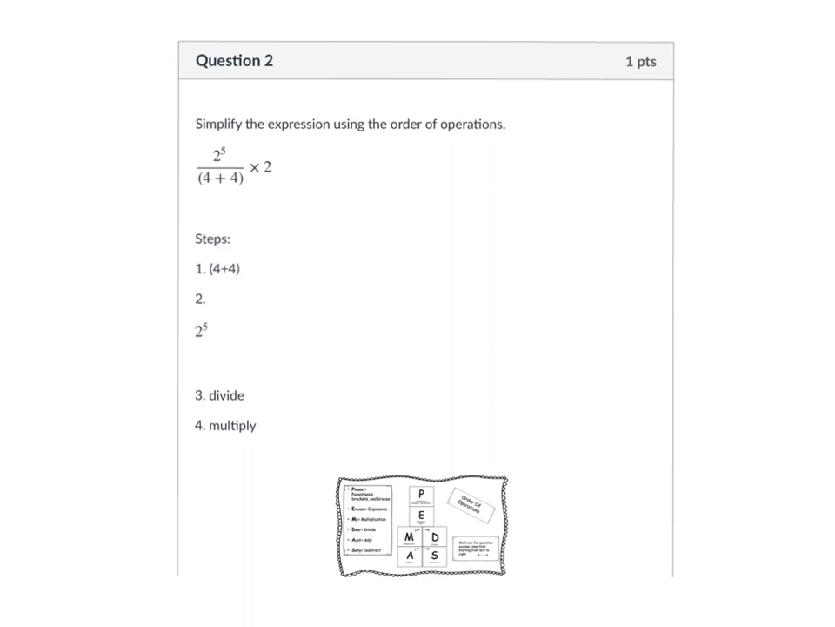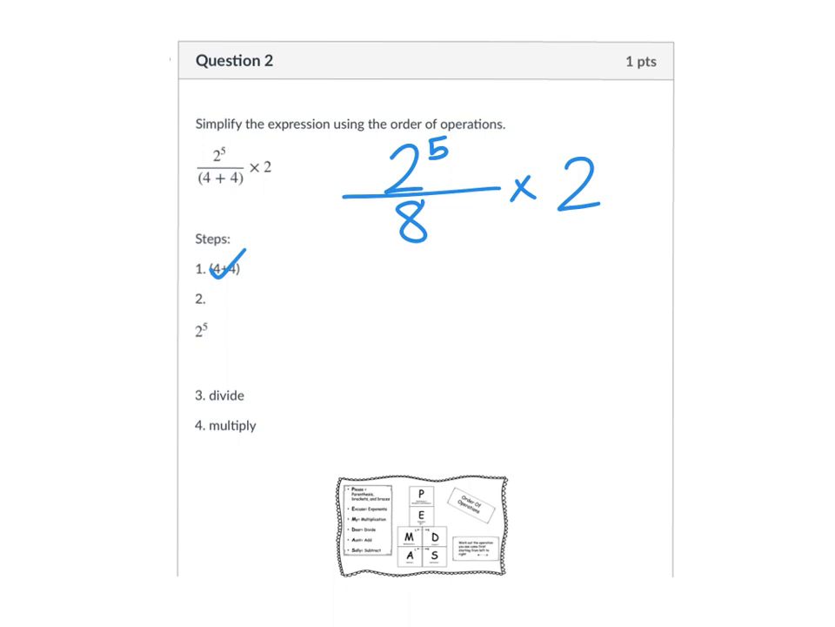Next one, we have 2 to the 5th power divided by the quantity 4 plus 4 times 2. So our first job, again, is those parentheses. So I'm going to leave 2 to the 5th power, but I'm going to do what's in the parentheses, 4 plus 4, that's 8, times 2. Okay, so I did step 1, 4 plus 4. And I got 8. Now I need to do 2 to the 5th power.